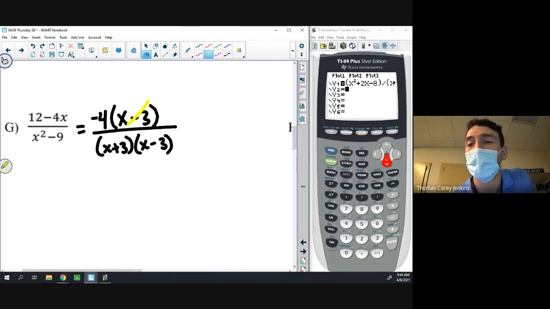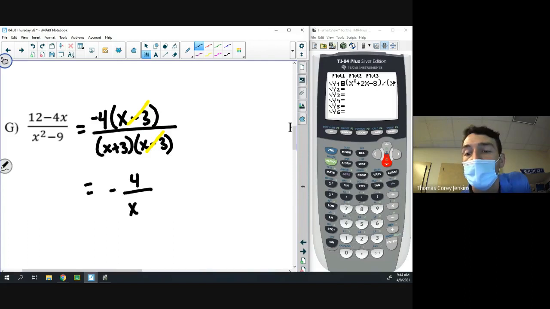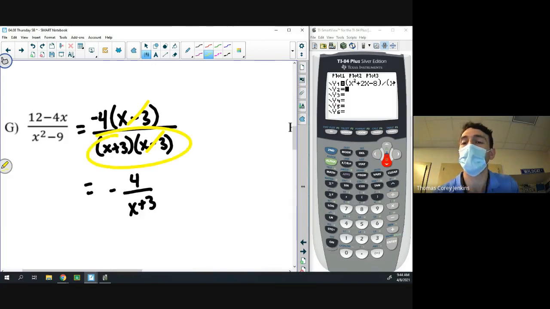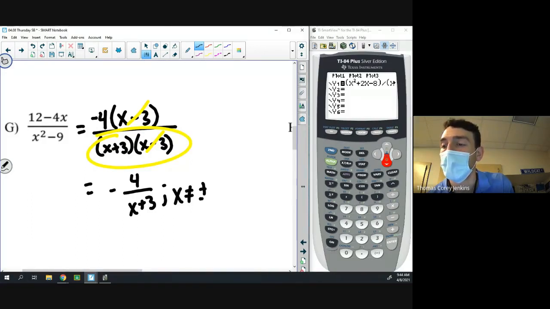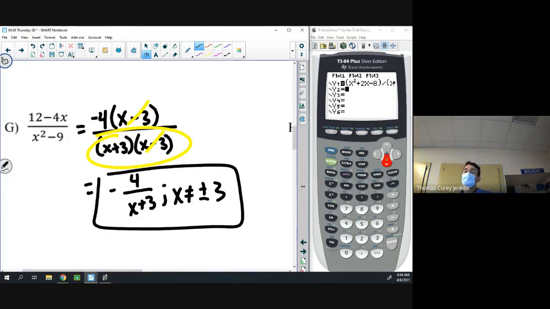So now we see x minus 3 cancels with x minus 3. What we're left with is -4 over x plus 3. And you can put that x plus 3 in parentheses if you want, or you could skip it. Okay. For our restrictions, we look at both of those. So we'd say x cannot be -3, +3. So we could use the plus or minus symbol there if we wanted to. So does anybody have any questions on that one?